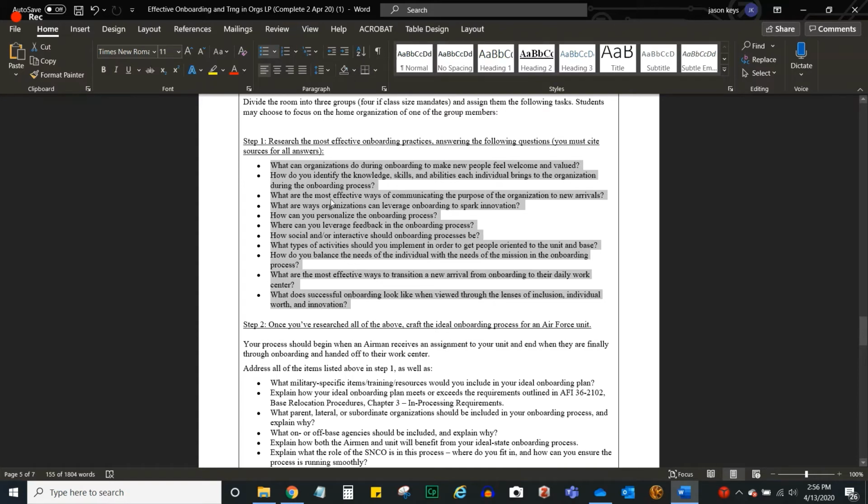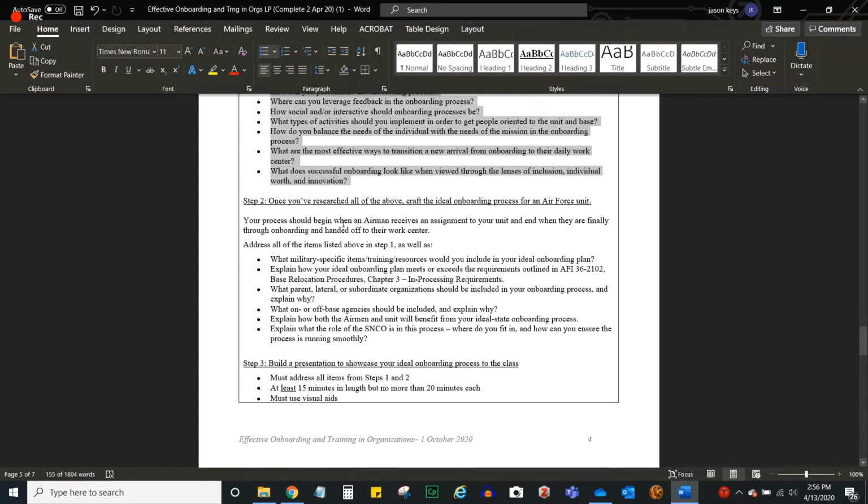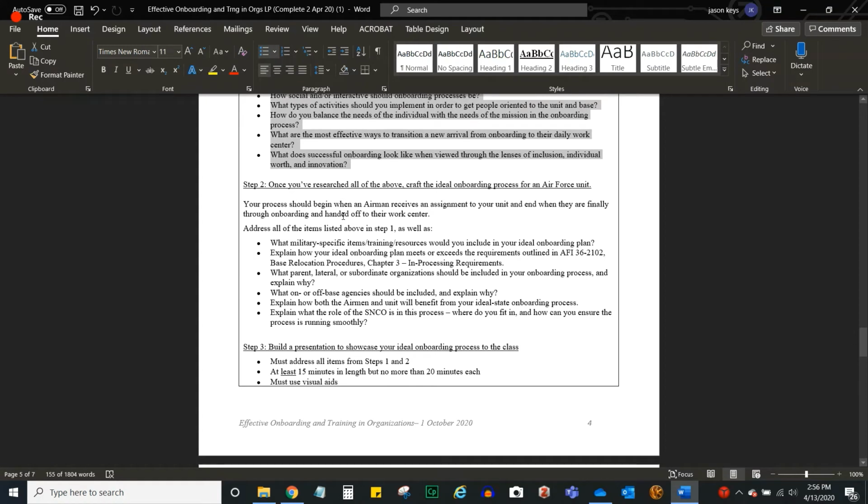Once that's done and they have all of this information in their hip pocket, now they're going to take all that information and use it to craft the ideal onboarding process for an Air Force unit. The difference is they're going to use all that information and address some of these military specific items as well. So we even say address all the items in step 1 as well as some of these things, right? So what military specific items, training, resources would they include?